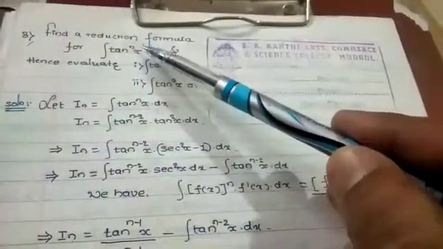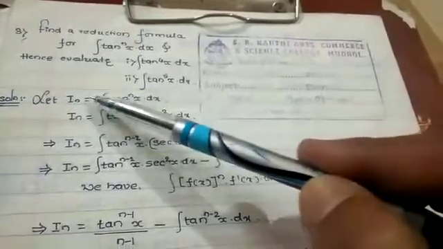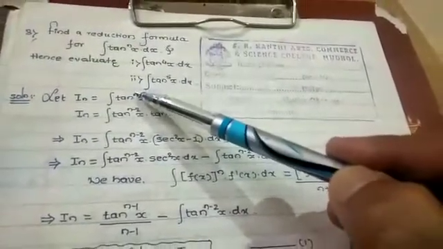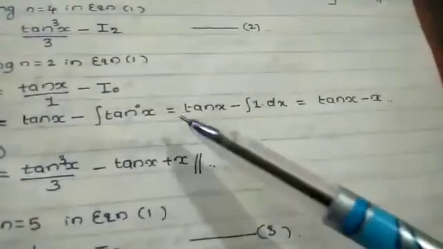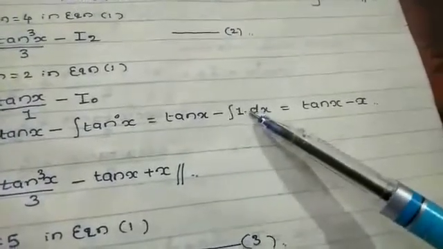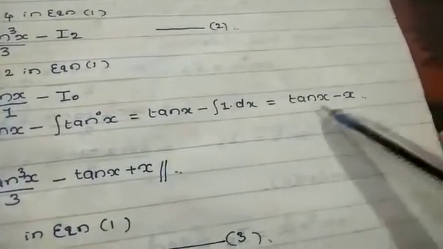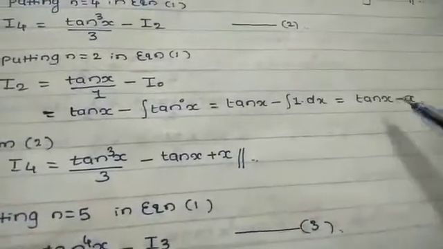I_0 means, here we are considering the integration of tan raised to n x as I_n. So here in place of n you have to put 0. Anything raised to 0 becomes 1. That is the integration of 1 with respect to x, which is x. So it is tan x minus x.